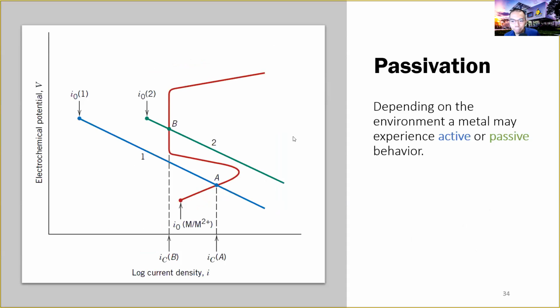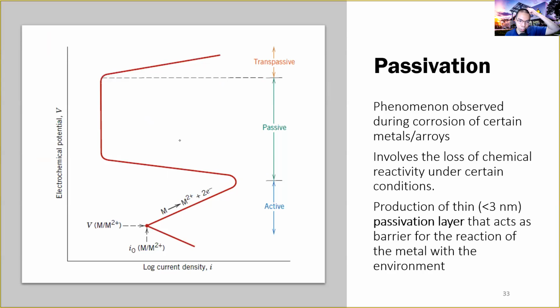So depending on the environment a metal may experience, it may undergo either an active or a passive behavior. So what does that mean? So sa passivation curve mo, this passivation curve, this is just a polarization curve na mas malandi lang siyang tignan. So yung polarization curve natin, una activation polarization siya. Then pag tumaas yung potential mo, it may react with the environment to form an oxide film.